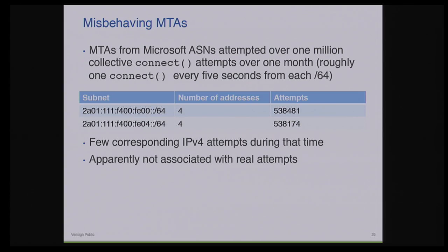Just a couple of minor notes we found along the way, as anecdotes. At one point in our experimentation, we had MTAs from 2 Microsoft ASNs that gave us roughly 1 million connect attempts over a period of about 1 month. That corresponds to about 1 connect every 5 seconds from each of these /64 networks. There were few corresponding v4 attempts during that time, so we weren't exactly sure. We tried to investigate a little, but it was certainly anomalous and interesting to bring up to this group, though apparently not associated with real attempts. Whether it was buggy behavior or what, it lasted about a month and then went away.